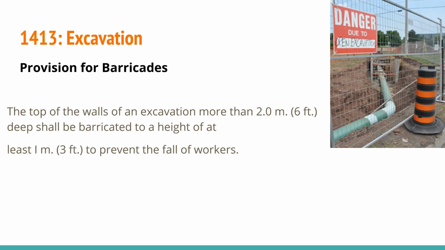So in the provision for barricades in an excavation, to prevent the fall of workers, the height of the barricade should be more than 2 meters or 6 feet, or also at least 1 meter or 3 feet.